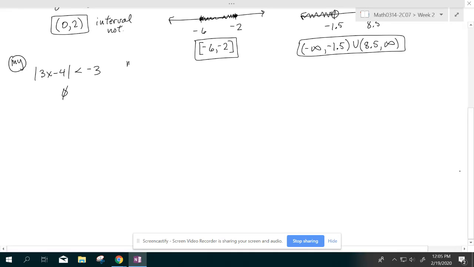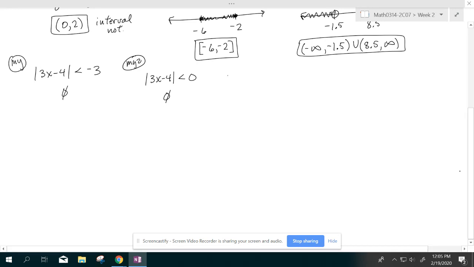Okay, what about this one? My second example. Okay, so if I replace this with 0, is 0 less than 0? Equal to. Right? So it would have to have the equal to be a solution, but it doesn't have the equal to. So this one is also no solution. Again, because there's nothing positive that is less than 0.